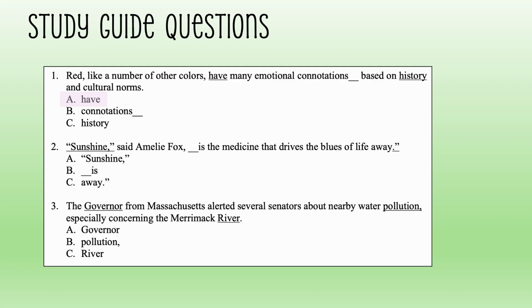because red, like a number of other colors, should be has many emotional connotations. Red is the subject, the verb should be has. And it's trying to throw you off with this like a number of other colors in the middle there, because you hear the word colors and your brain wants to say have, colors have, but colors is not the subject. The subject is red. Red has many emotional connotations.